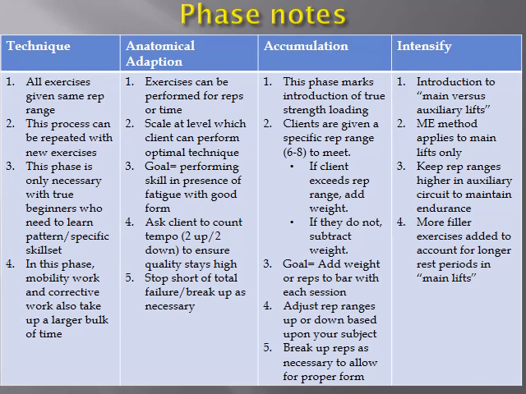For our accumulation phase, now we're getting more into strength loading. All right, so the clients are going to be given a specific rep range to either meet or subtract from. The goal would be to add weight to the bar and then to adjust the weight based upon what they can do. Now, what I want to emphasize with this is it is a general template. These numbers are not set in stone, and I want you to think about who you train, because for some of your older clients, we might need to adjust the rep ranges up.